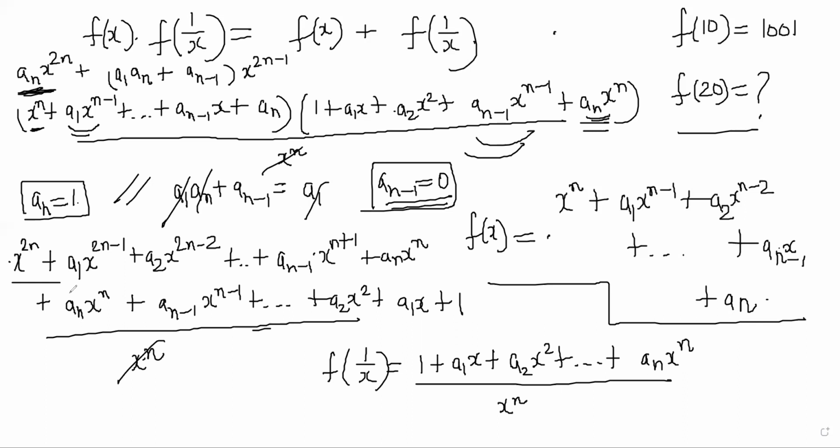Let's look at the constant terms on both sides. There is an an here and there is a 1 here, that is the term. And on this side there is a 1 here. That proves again that an is 1.